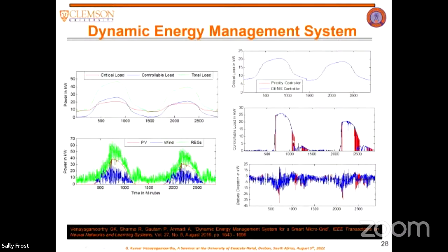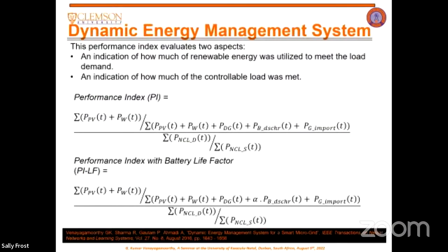Whereas the intelligent controller can foresee and does those transitions in a smoother way. Also on the battery, we have a deep discharge with the priority controller, whereas with the intelligent controller, the discharge is not too deep, so it looks at the life of the battery. So in terms of performance index, we formulated two indices here.